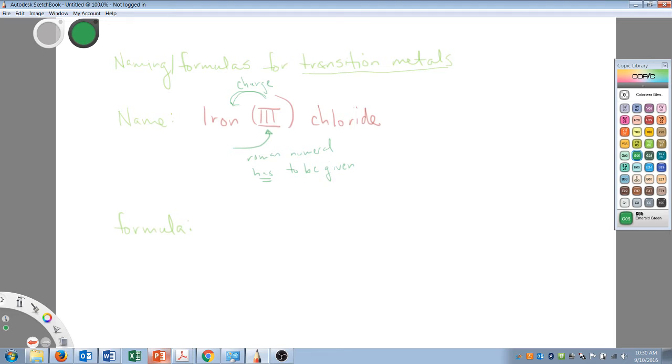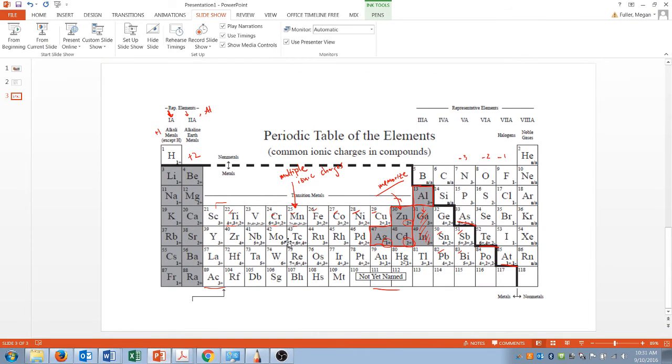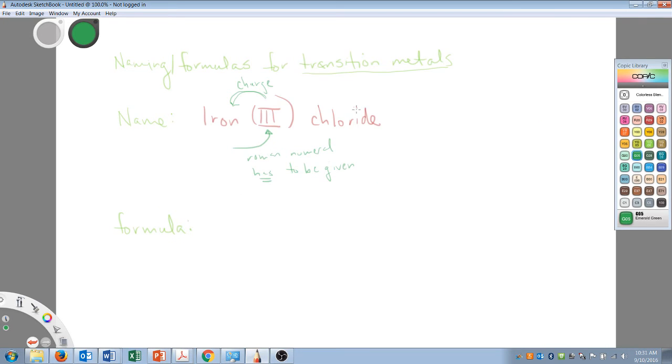If we went back and looked at this periodic table and we looked at iron, iron could be +2 or +3. You can't know what kind of iron it is until we tell you. So if this name had just said iron chloride, we cannot answer that question. That is an incomplete or erroneous name. So we have to show this Roman numeral if we want people around us to know what we're talking about. That Roman numeral is key.